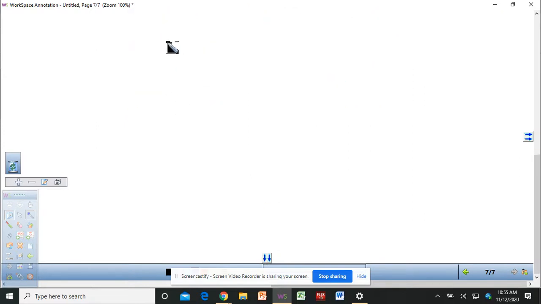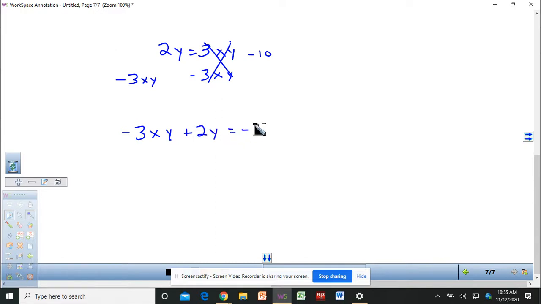Okay, let's try one that won't work out. Let's try like 2x plus 3x. And I'm just going to change that right away. Let's go with 2y equals 3xy minus 10. Now, if you look here, I got to subtract this 3xy from both sides. And I can't combine it with this because this is not an xy. So this is gone, and now we have negative 3xy plus a positive 2y equals negative 10.